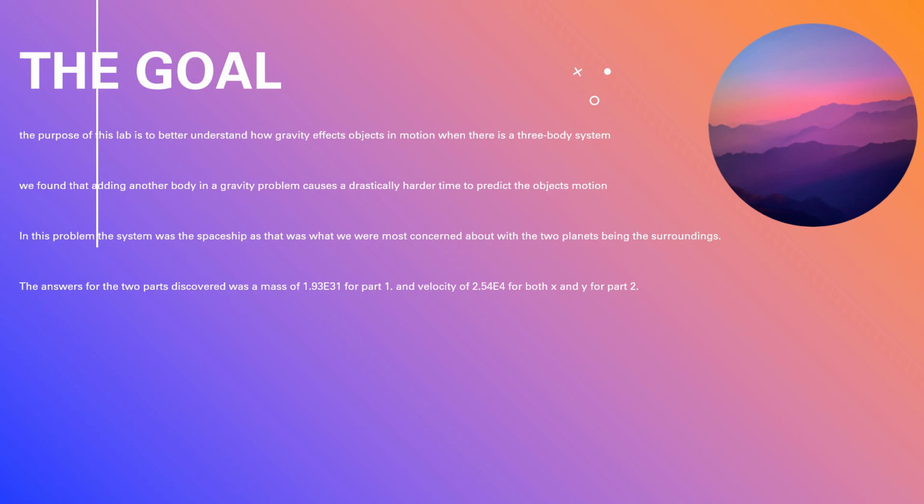And the answers we eventually came up with were 1.93 E31 for the mass of the black hole, and the velocity was 2.54 E4 for the x and y components of velocity. So let's get this!